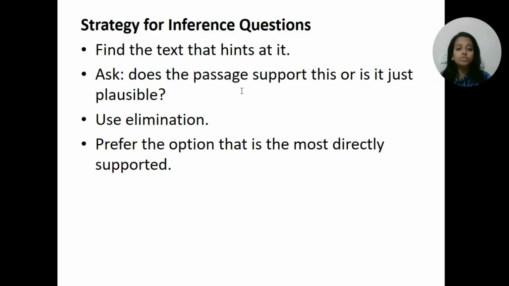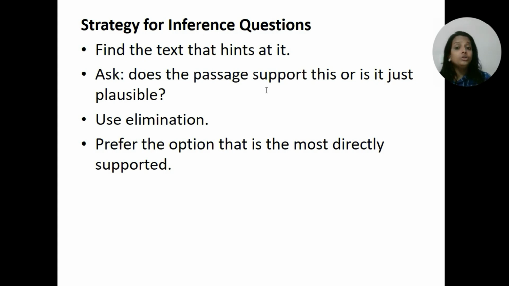Cross out choices that require extra assumptions or contradict explicit lines. Okay? Cross out choices that require extra assumptions, rely on outside knowledge, or contradict explicit lines. You can use the elimination strategy here and prefer the option that is the most directly supported, even if it sounds cautious. Okay, let me give you a practical tip.